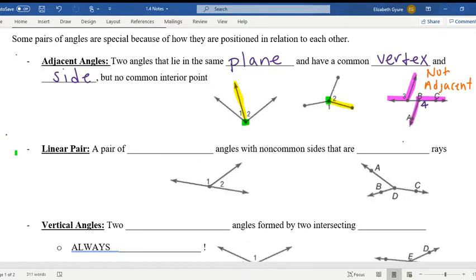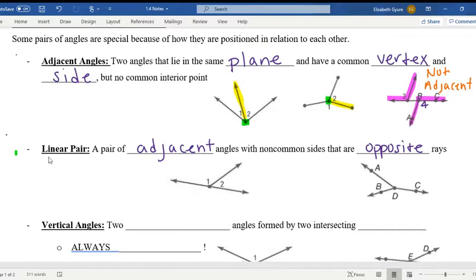So our next vocab word is linear pair. A linear pair is a pair of adjacent angles with non-common sides that are opposite rays. So if you look at this first picture here, this is a linear pair. This is always what it's going to look like. Maybe sometimes it's upside down or sideways or something like that. But this is in general our shape that you want to look for.